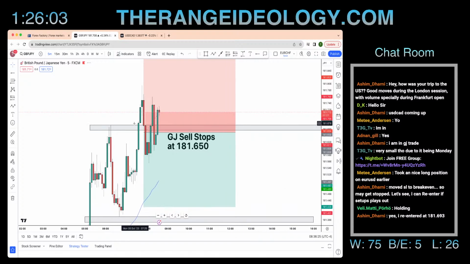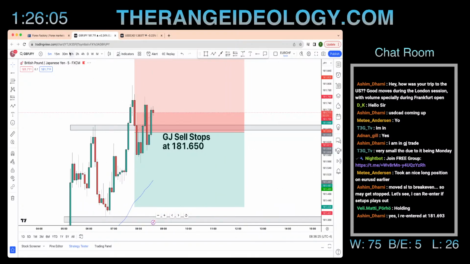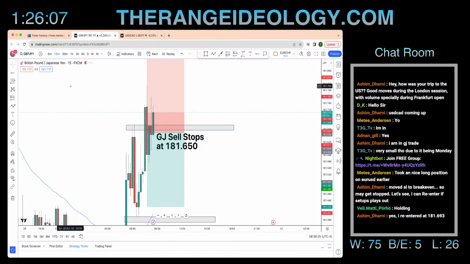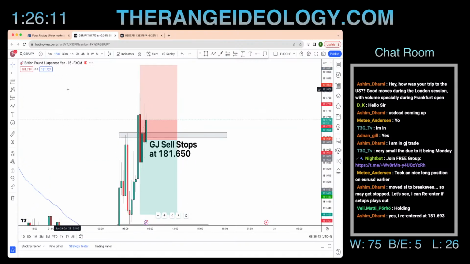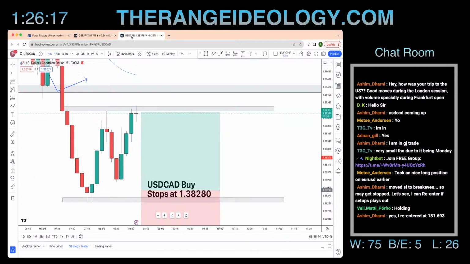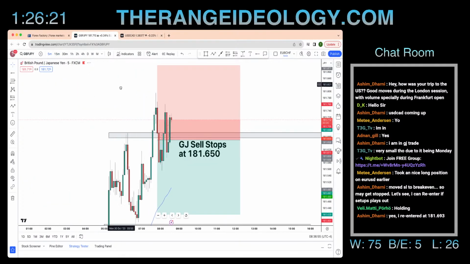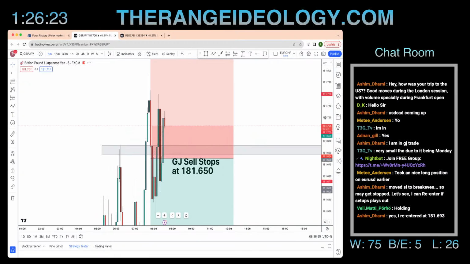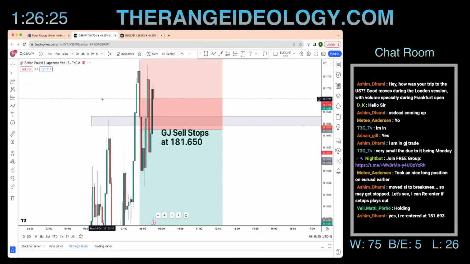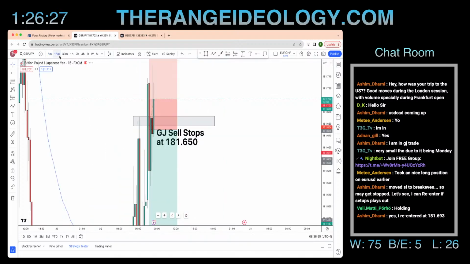All right, can we get it pushed down here from GJ? Come on, one more push. I mean bearish push, by the way. Of course. Can get one more here. Need a good, strong bearish push.